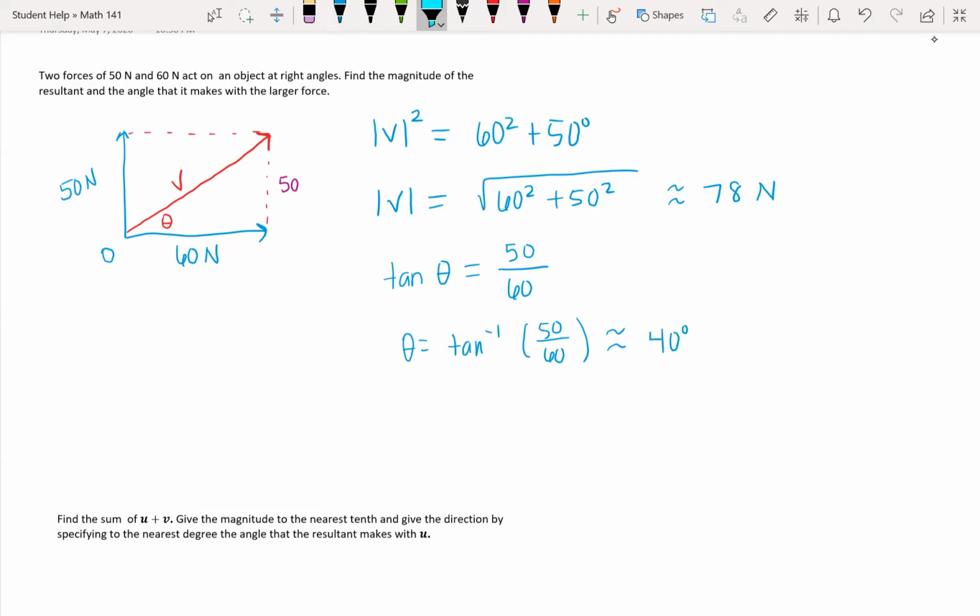So here's our magnitude or length of the vector. And then this is the angle that's created.